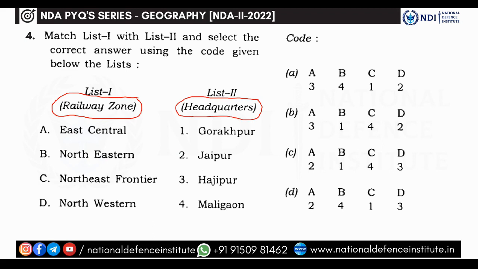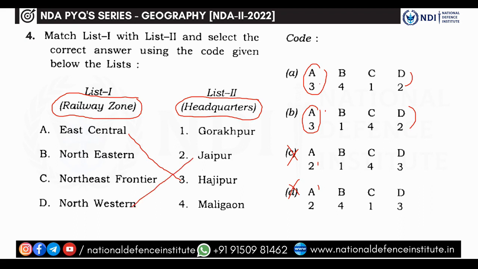See, for example, I'll show you here. East Central is where you have your Hajipur headquarters. So wherever A is matched with 3, you can fix it, and here A is 2, and you can eliminate C and D. So when that is there, your D automatically matches with 2. So you need not worry. So D matches with 2.